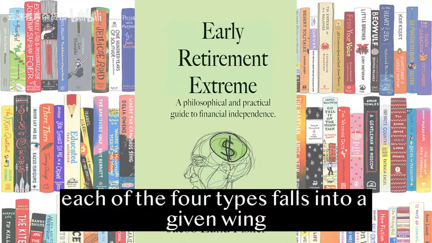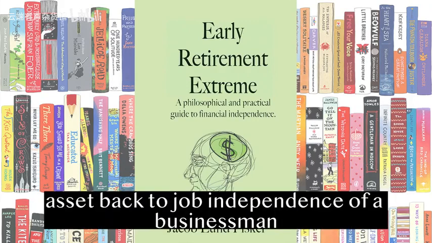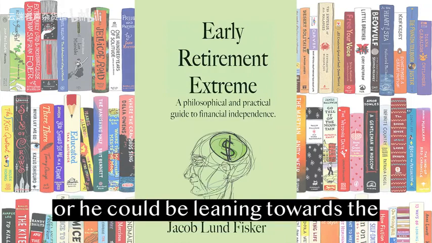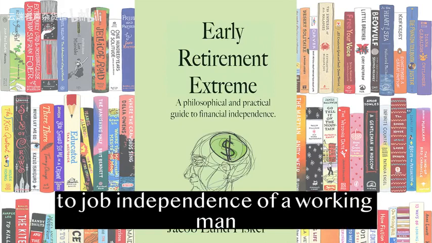In the latter case, each of the 4 types falls into a given wing. For example, a Renaissance man could be leaning towards asset-backed job independence of a businessman, or he could be leaning towards the jack-of-all-trades approach to job independence of a working man.